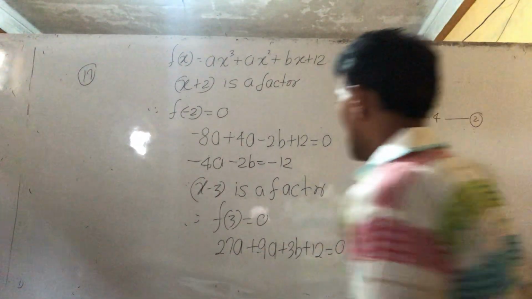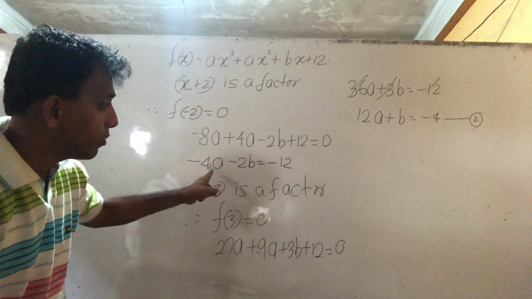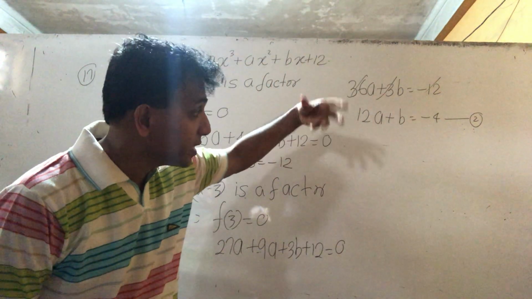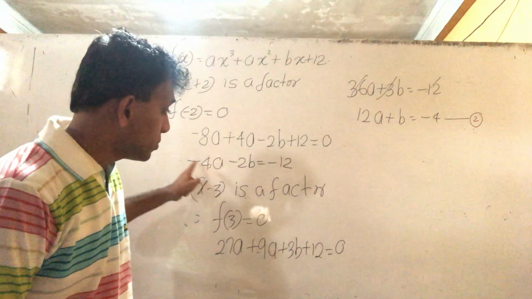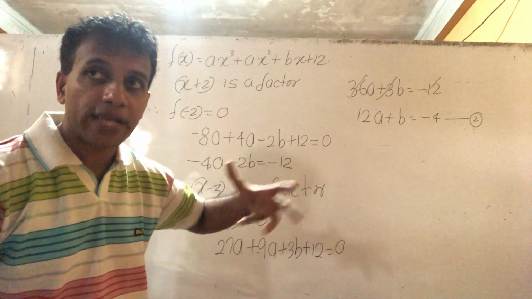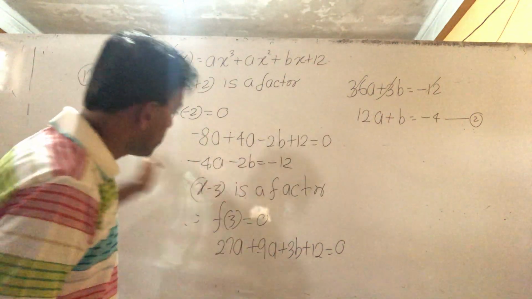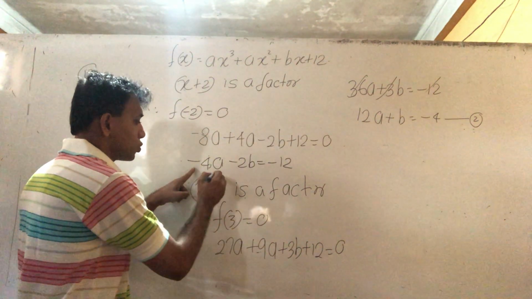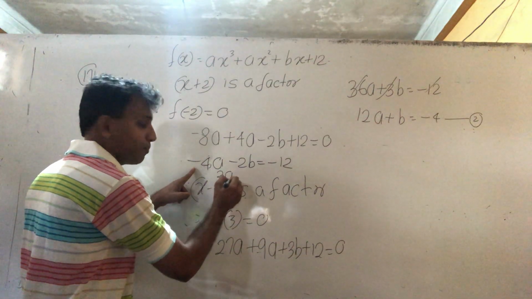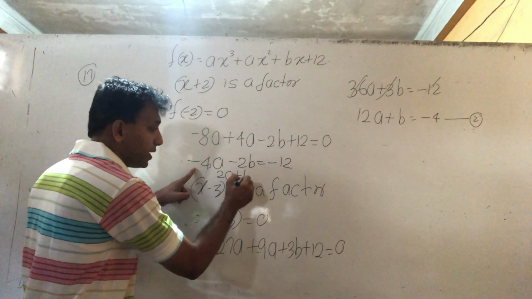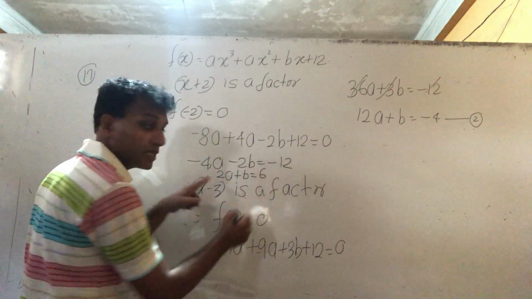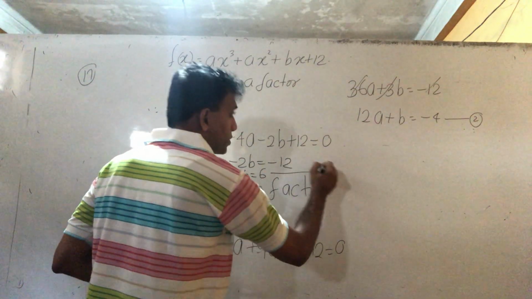Second equation. And now this one also you can divide. After using the second, you think about whether it is possible to divide by 2 or not necessary. You decide that. Better you divide by minus 2 here. So plus 2a plus 1b plus 6, is it? And that is number 1.